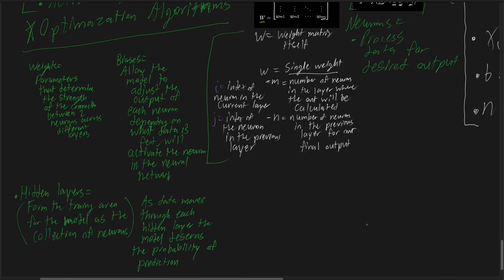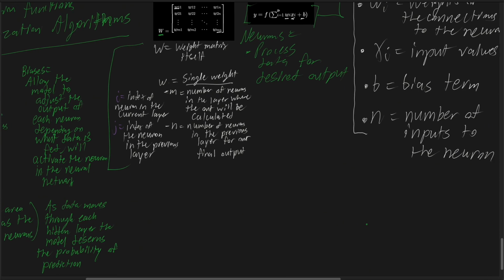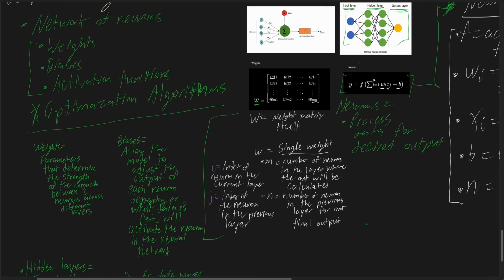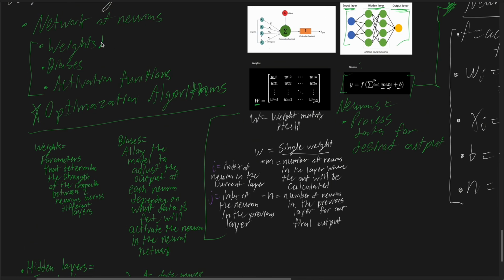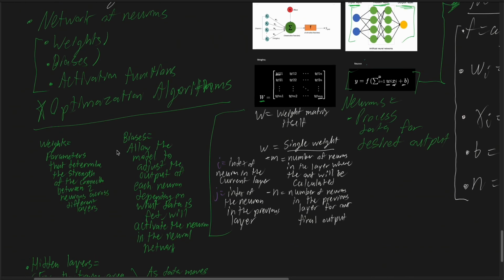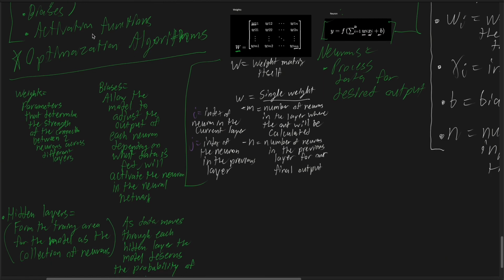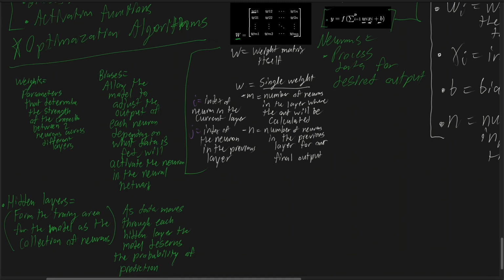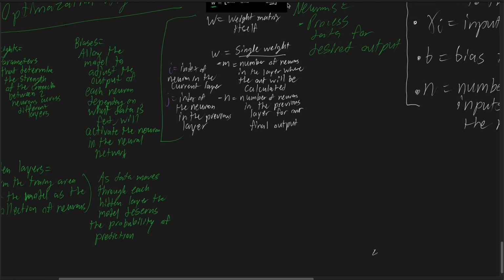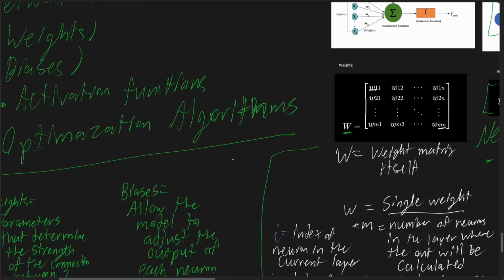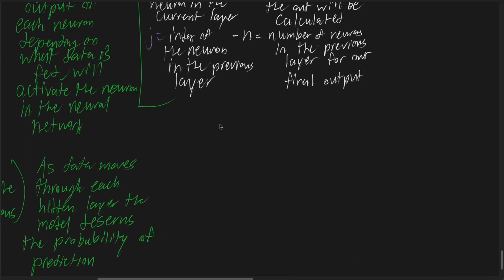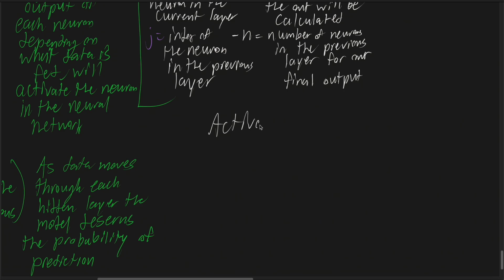All right, now that we've already discussed weights and biases, as well as the structure of the neural network, we're moving over to activation functions and optimization algorithms for a brief overview of what they are. Activation functions, let me just zoom in. There's a variety of them that we're going to go over in the next part.